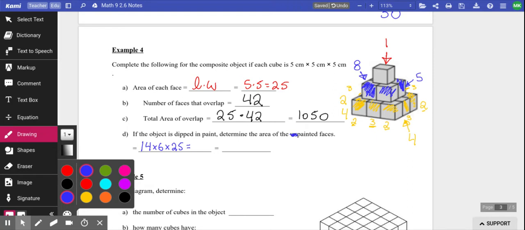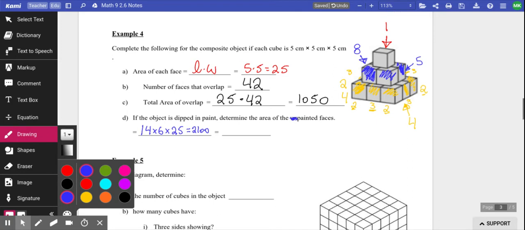It's going to be a big number. 2,100. That's all the cubes. The 6 came from there being 6 sides to each cube. So 14 cubes, 6 sides, 25 is the area.